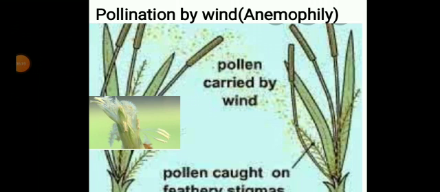Next one, pollination by water, hydrophily. The flowers of water plants are not colorful and they have no nectar. Pollen grains of these plants have a mucilaginous covering to protect them from getting wet. They float in water and reach the other plant. Example, Vallisneria, hydrilla.